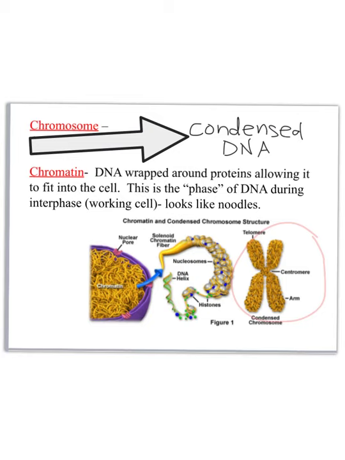However, we just mentioned that for most of the time, the cell is in a phase called interphase. And when it's in interphase, it needs to work with that DNA. And so it is in a different form called chromatin. It's much more loosely organized.